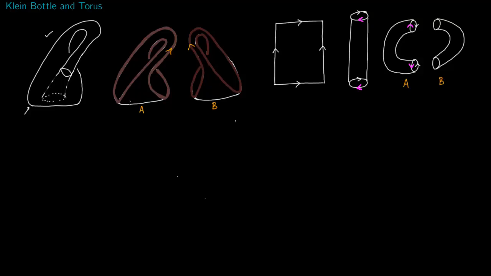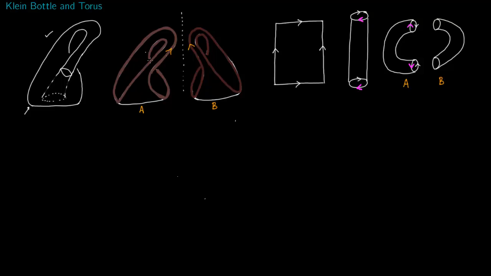Now look, A and B both look like Mobius bands. We are basically joining this side with this side. These are the two pieces, in some sense mirror images. You glue them together, you get the Klein bottle back. Now notice that this is a degree 2 map for joining. Why is it a degree 2 map? Let us start tracing it.